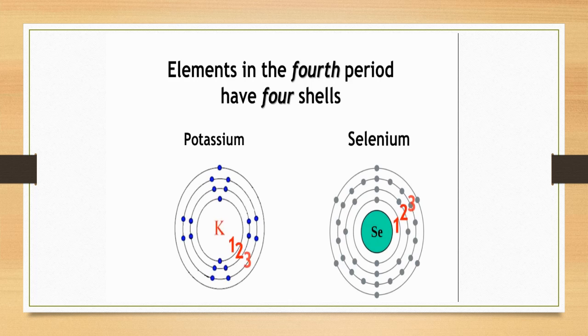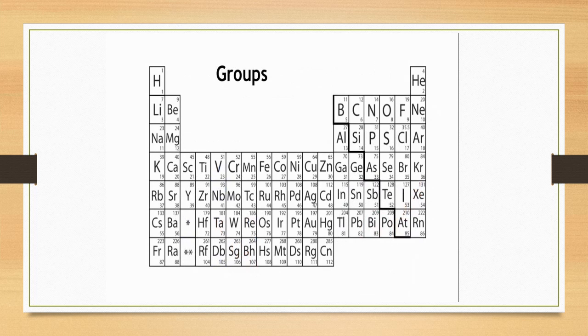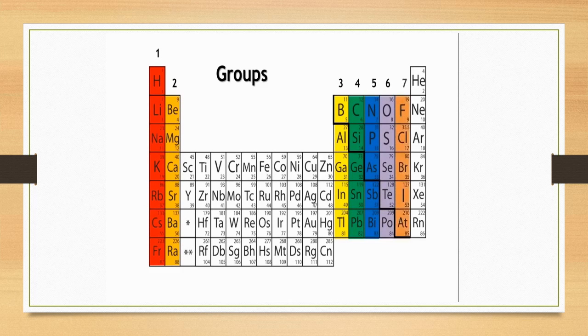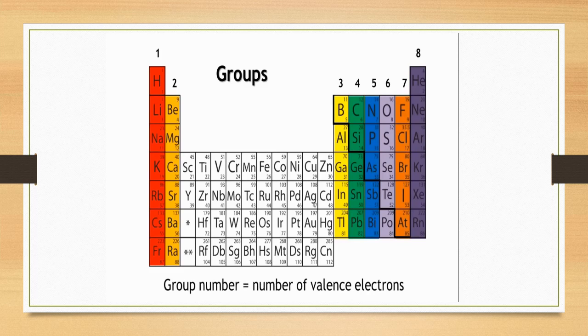The columns going down from top to bottom are the groups. Elements in the same group also have something in common. Elements in the same group have the same number of electrons in their outermost shell. The electrons in the outer shell are called the valence electrons. This just means that these are the electrons available for reactions and bond formation. The number of electrons in the outer shell governs elements' reactivity, which is why elements in the same group have similar properties. The group number can tell you how many electrons are in this shell.